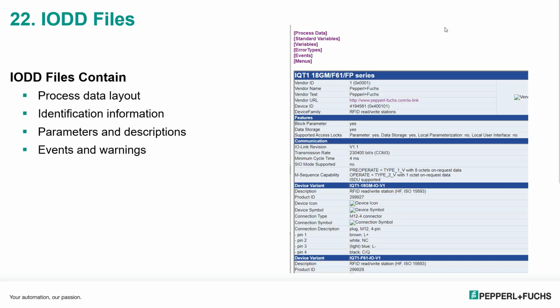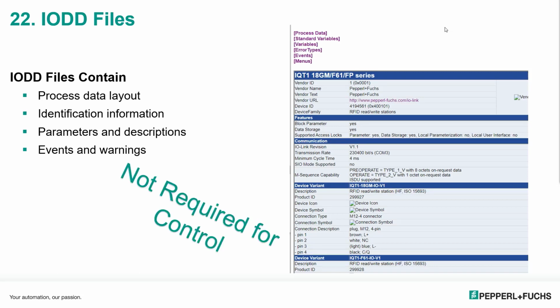You're not going to need it in the PLC or anything like that, but what you might want to do is just check out the configuration parameters, the identity information, what types of features it supports, what events and warnings are available, maybe how to configure those events and warnings. So there's a lot of information in there. Every IO-Link device will have an IODD file that you can use or not, depending on the application. And IODD files are not required for control.